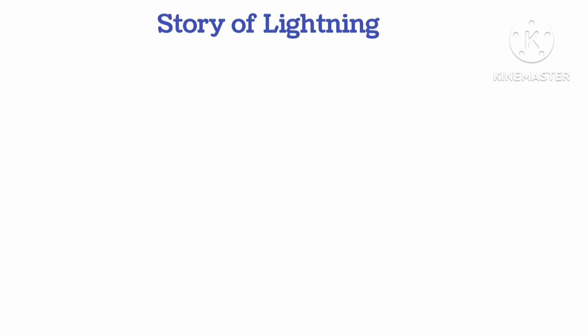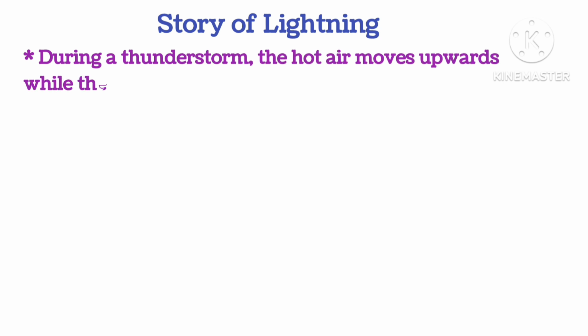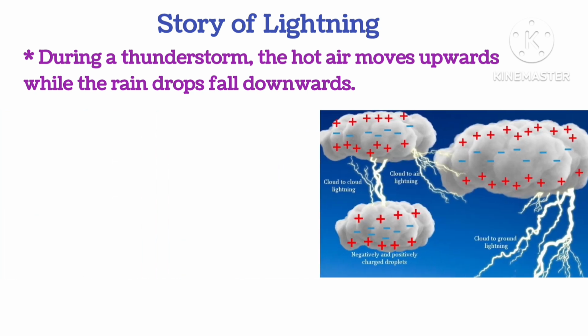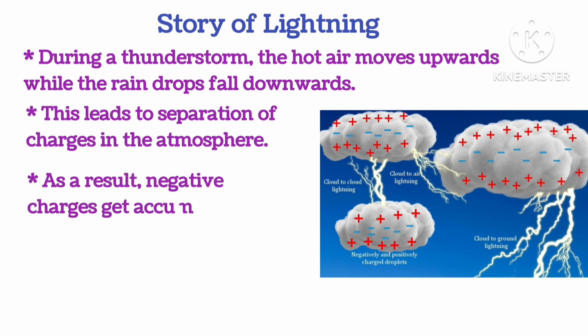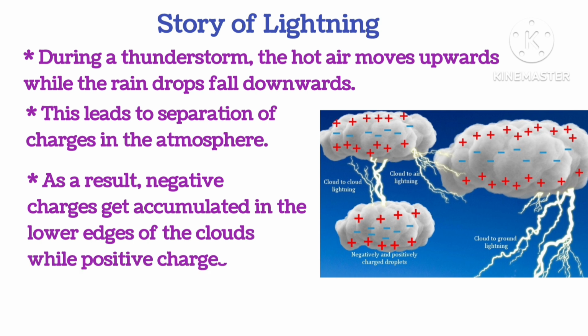Story of lightning. During a thunderstorm, the hot air moves upward while the raindrops fall downwards. This leads to the separation of charges in the atmosphere. As a result, negative charges get accumulated in the lower edge of the clouds while the positive charges accumulate at the upper edges.